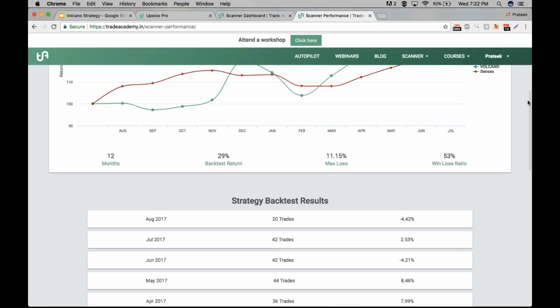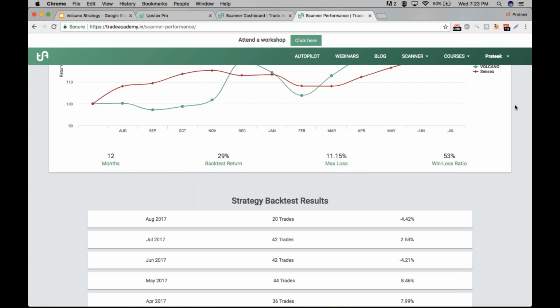So as you can see, the backtest return for Volcano is 29% over the last 12 months. Not bad, right? 29% over the last 12 months, and the max loss is 11%. Now let's see some trades.